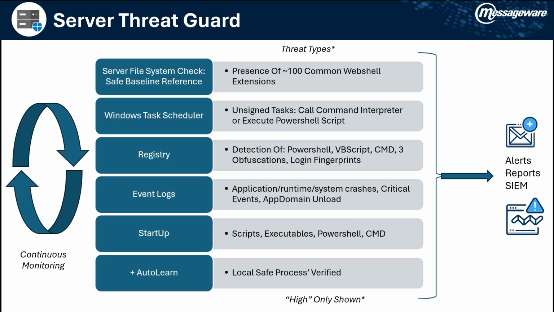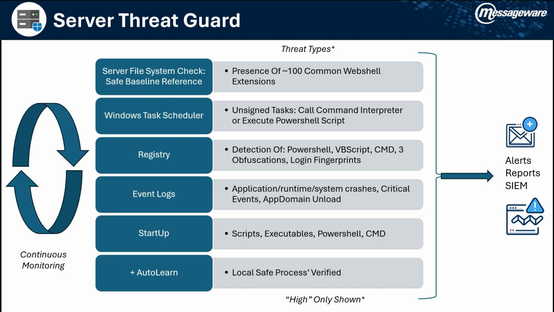So how does the threat system work? Essentially, we have a 6-part stack. We check the server baseline reference and look for the presence of file types that could indicate a potential threat. We essentially take a snapshot of your Windows server in its safe baseline state and continually compare against that, monitoring for around 100 different file extensions that can indicate the presence of a web shell type exploit.